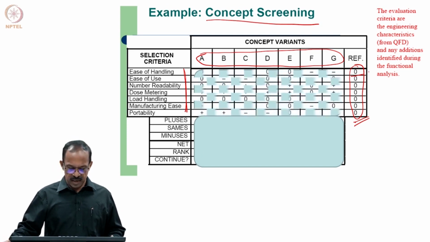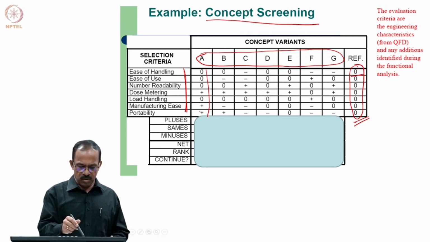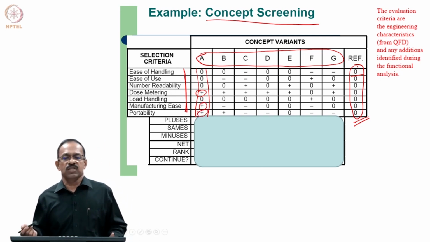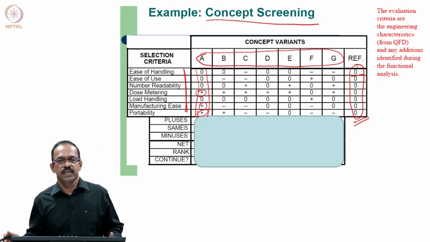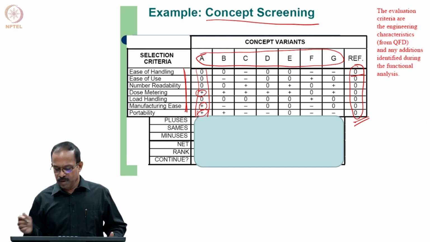Now, when you do that, you will see that this is the way it can be scored. You can see the concept A is equal to the reference in ease of handling, ease of use, number readability, but better than the existing one in the dose metering, manufacturing ease and portability. So, there are 3 criteria on which this concept A performs better than the reference.